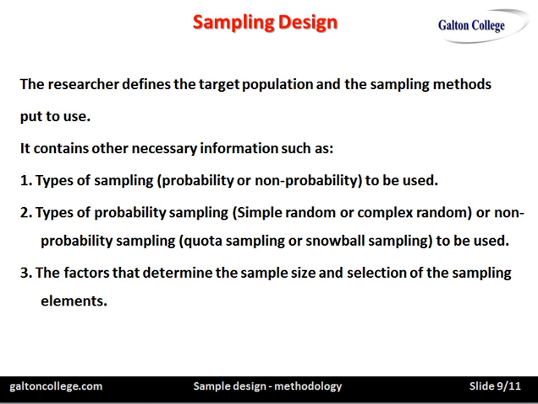The factors that determine the sample size and selection of the sampling elements should also be discussed here. How big should the sample be? Should it be 30, 50, 10? It depends. It depends on how precise the information is to be, how reliable the information is in terms of its indication of what the population is like. So the sample size should be discussed in this section, and it should be calculated if possible.